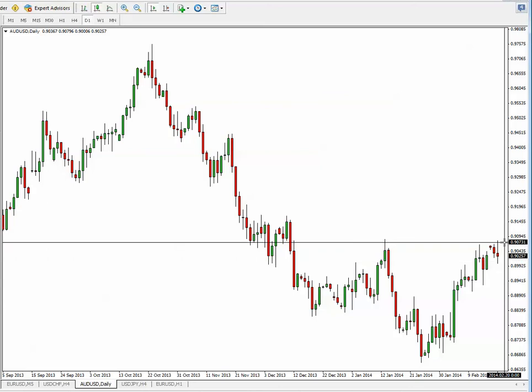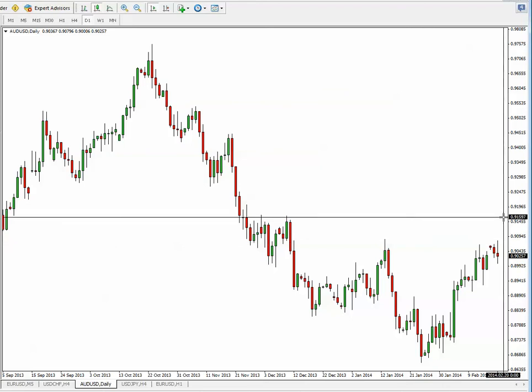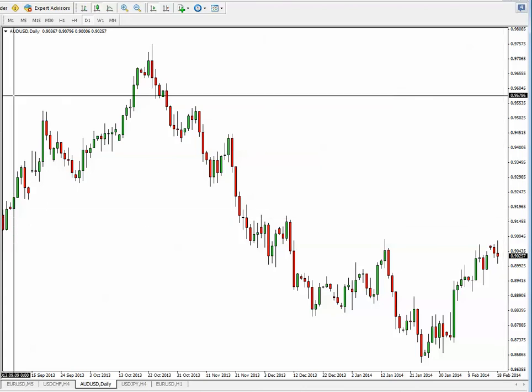Any pop above 9075 will propel this higher into 9100 and 9150 for short and medium term targets.